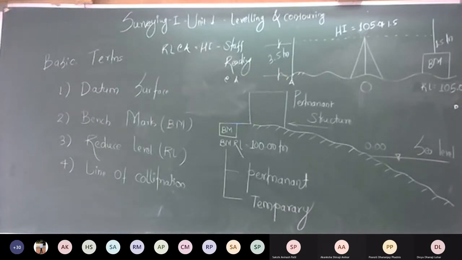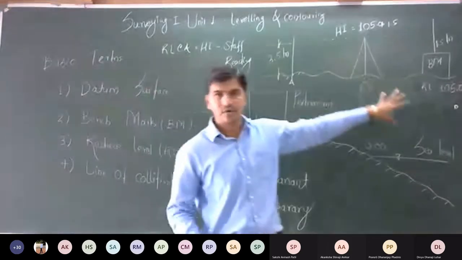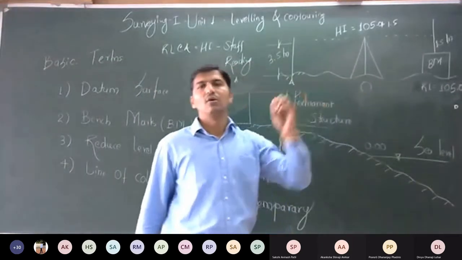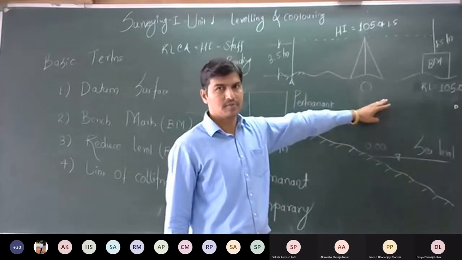Yes, 103. 103 minus 3.5, very good. 99.5. Very good. All of you, have you gone through the particular calculations? I can hear only 2 or 3 voices, but I believe that everyone has completed the calculation, and all of you know how to calculate the RL.